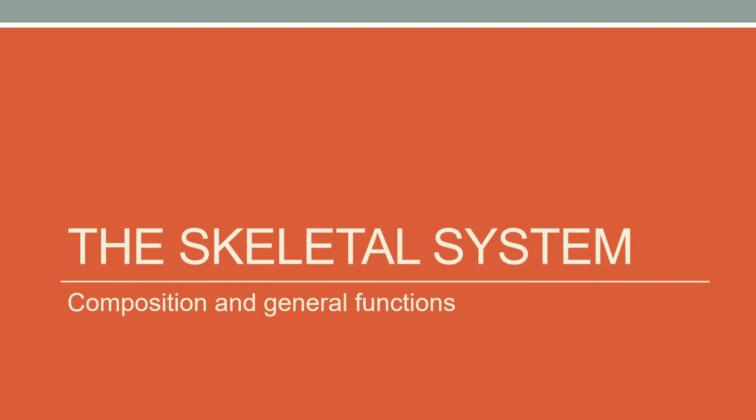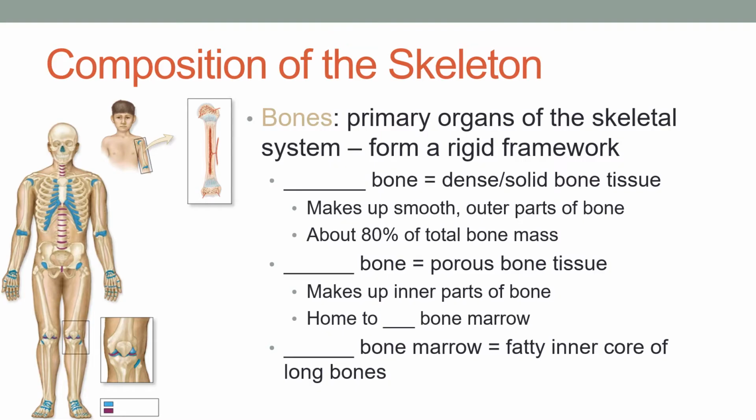Okay, so first off, an introduction to the composition of the skeleton. If I asked you what kind of organs the skeletal system is made of, you would probably say bones. Bones are the primary organs of the skeletal system, and they form a rigid framework that supports and protects your body. Those are the two primary functions of the skeletal system: to support your body weight as you stand erect and to protect a lot of your soft inner organs. A third major function of the skeletal system is to store calcium and release it on demand when your body isn't getting enough calcium from its diet.